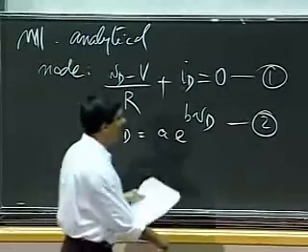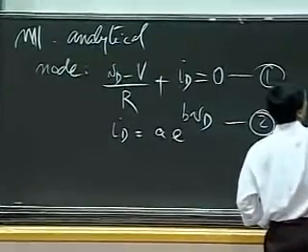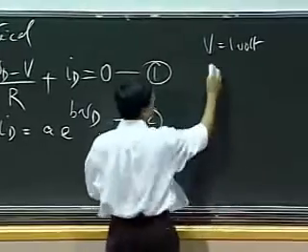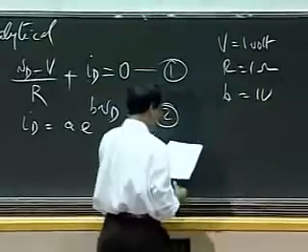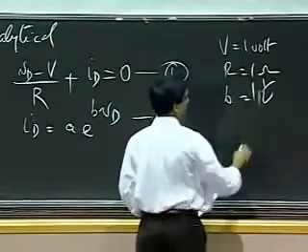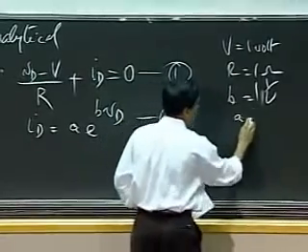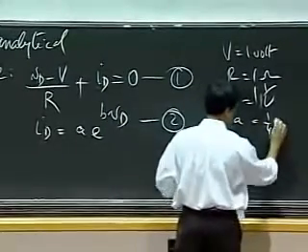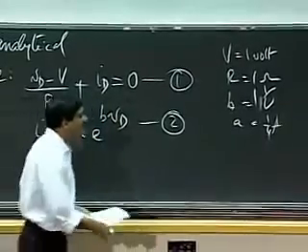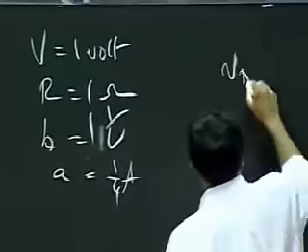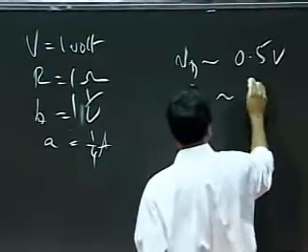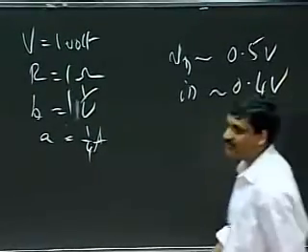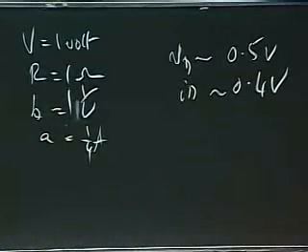In this case, I'll just go ahead and tell you. Suppose I choose V is 1 volt, R is 1 ohm, and B is 1 over volt, and A is 1/4 amps. For those values, approximately VD is roughly 0.5 volts, and ID is roughly 0.4. You can do this using trial and error or other methods.